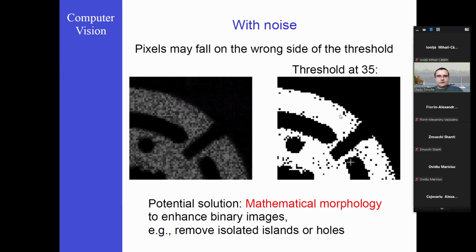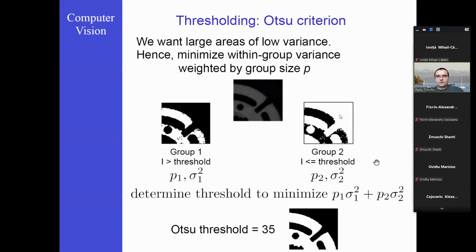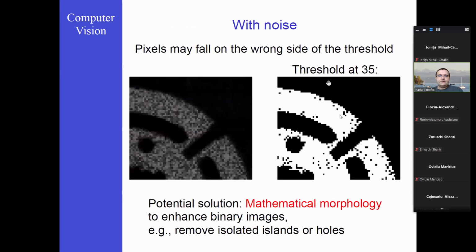Okay, so now not always are we getting the images in clean conditions. We may have some noise, and even if we land up with a 35, the optimal Otsu threshold, we'll see here quite a number of pixels that we consider to be noisy assignments to the background when actually they are on the foreground, on the object. So how can we cope with that? The so-called mathematical morphology.